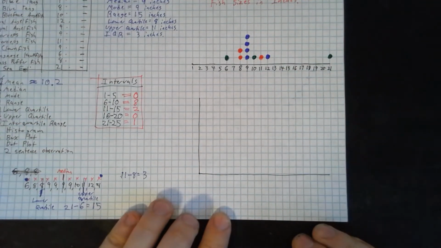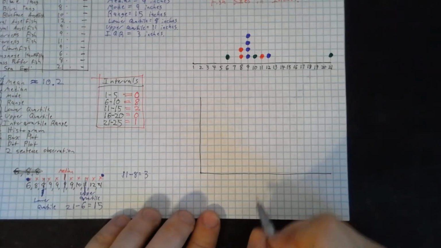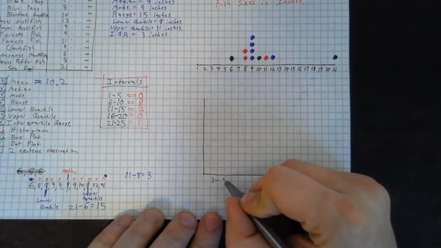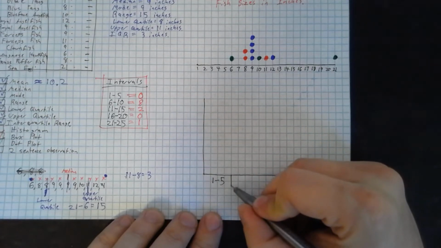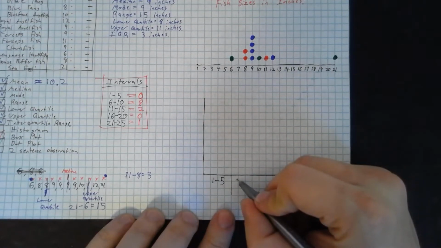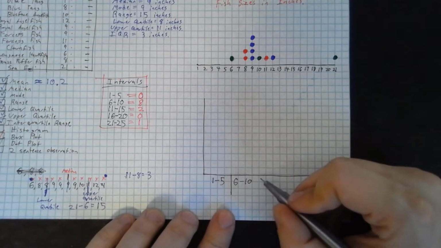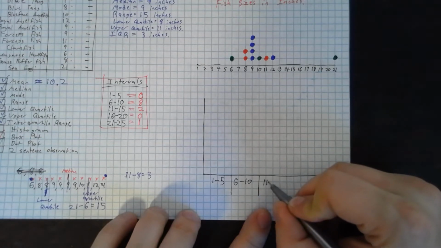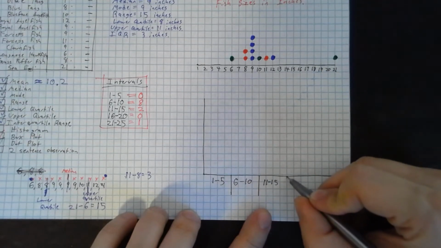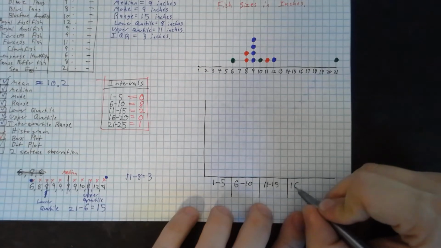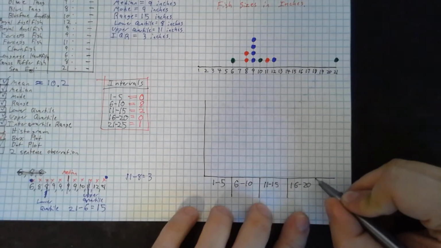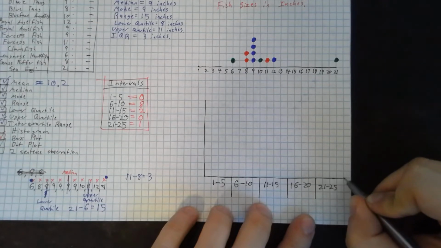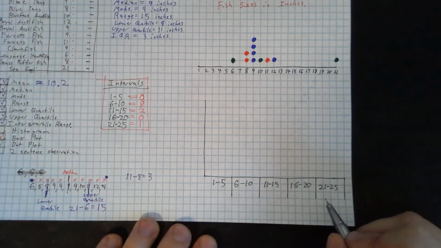Okay. Now, down here, we're going to put our intervals. And our intervals are going to go from 1 to 5. They're going to go from 6 through 10. And then we have 11 through 15. Then 16 through 20. And then finally 21 through 25. So there are my intervals right down here.